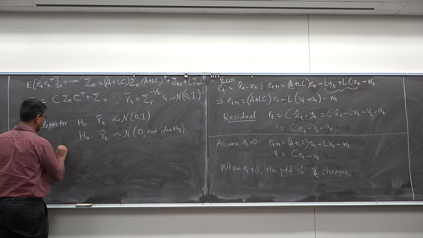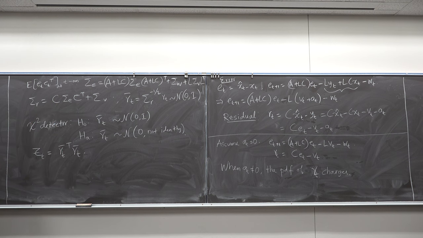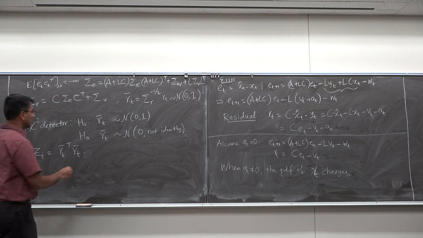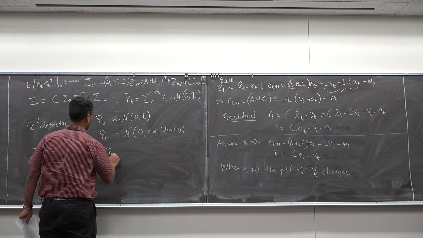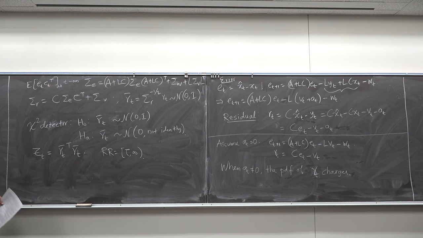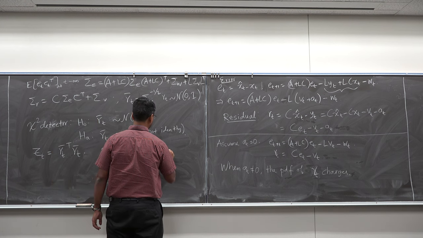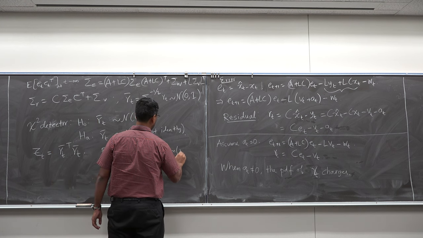Well, I'm going to check for the following: R bar t transpose R bar t. And my rejection region, tau infinity. Typically, tau will be greater than the dimension of R bar t.